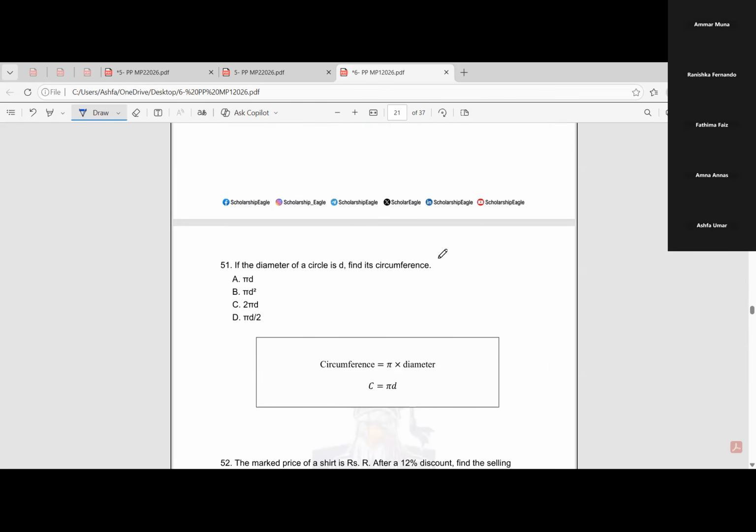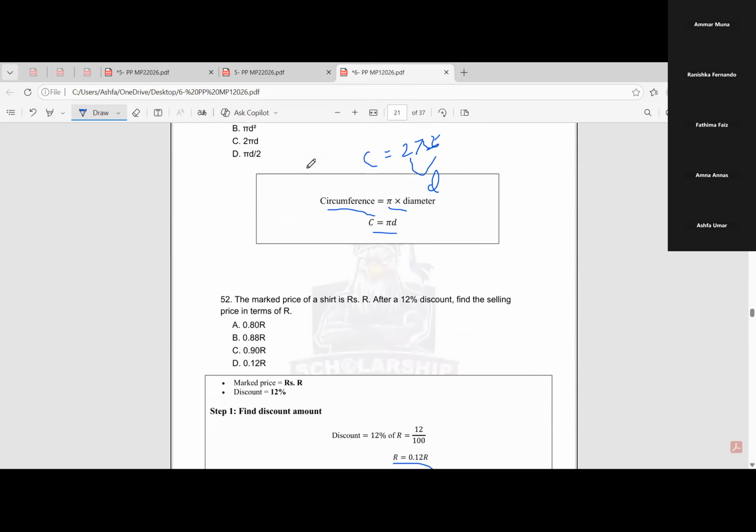So here you have to find the circumference of the circle where the diameter is given. You know the circumference of a circle is C equals 2πr. And 2r means d, and that's why C equals πd.